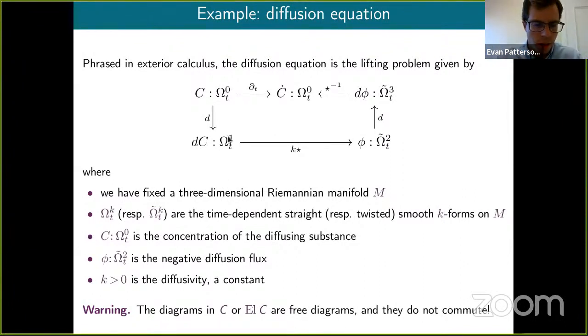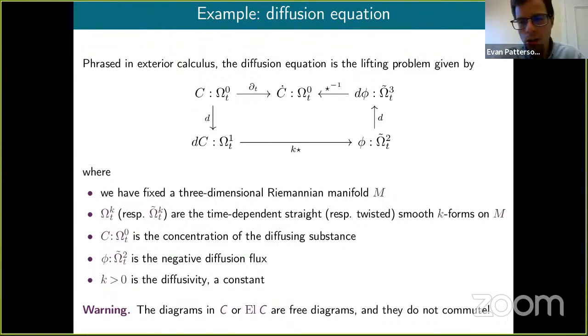Okay, so there's a subtle point here, which is that the diagram that I'm showing, first of all, this diagram is drawn as a diagram in L of C, but this is like the same way as when you write down a differential equation.